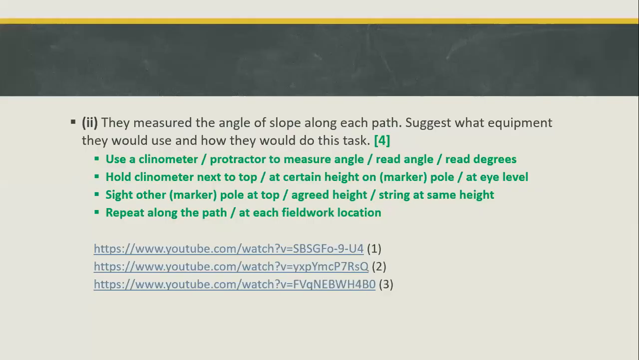Okay, guys, to know further on the usage of the clinometer and protractor, let's watch a video here.